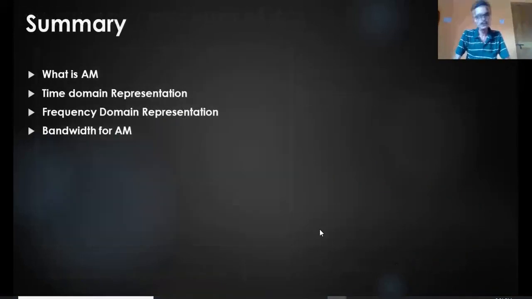Now, coming to the summary, what we discussed in this video is what AM is: changing the amplitude of the carrier signal proportional to the amplitude of the message signal. How to represent it in the time domain, and how to represent it in the frequency domain both graphically and by using an equation. Then the bandwidth required for AM transmission. The standard is 10 kilohertz.